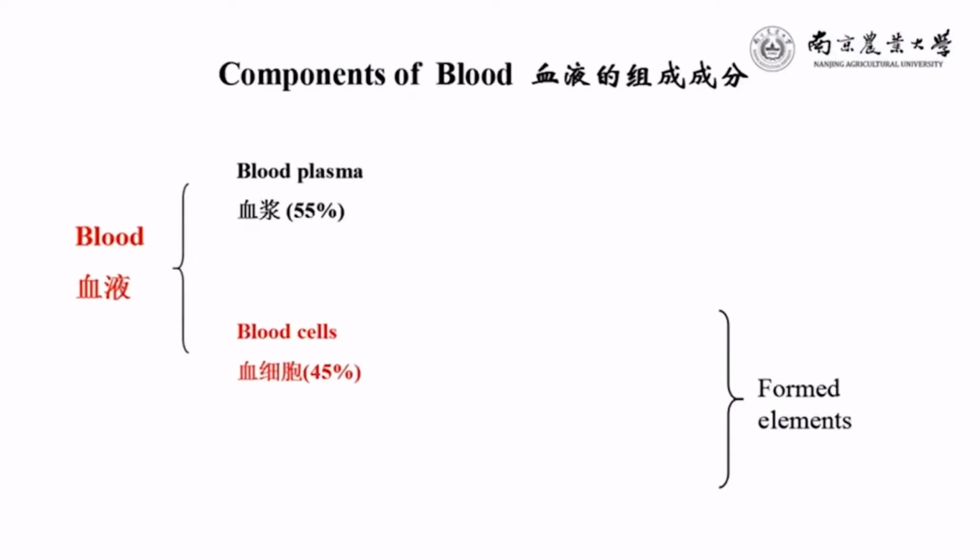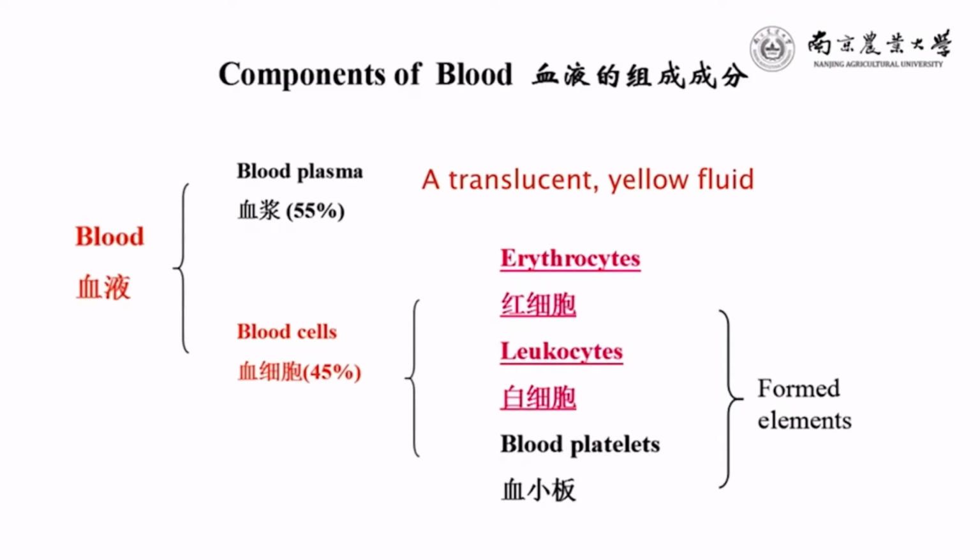Here is a summary of the components of the blood. The blood contains two parts, the blood plasma and the blood cells. We can see the blood cells contain three kinds: erythrocytes, leukocytes, and blood platelets.